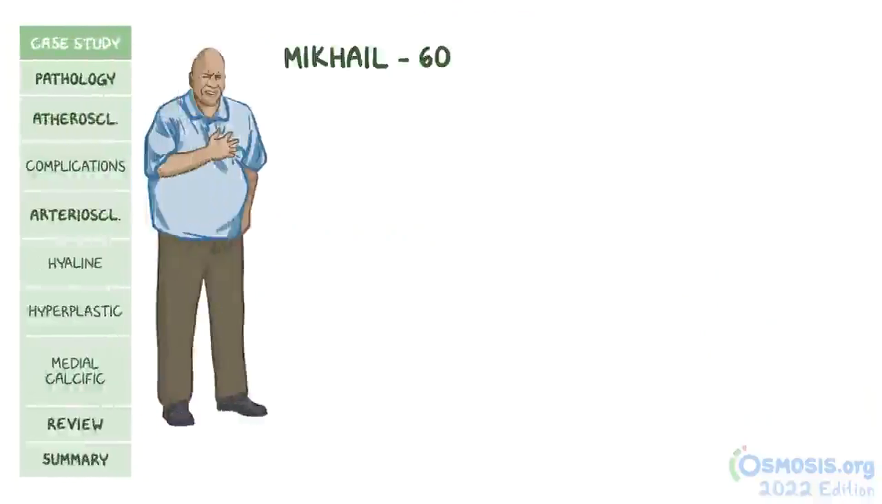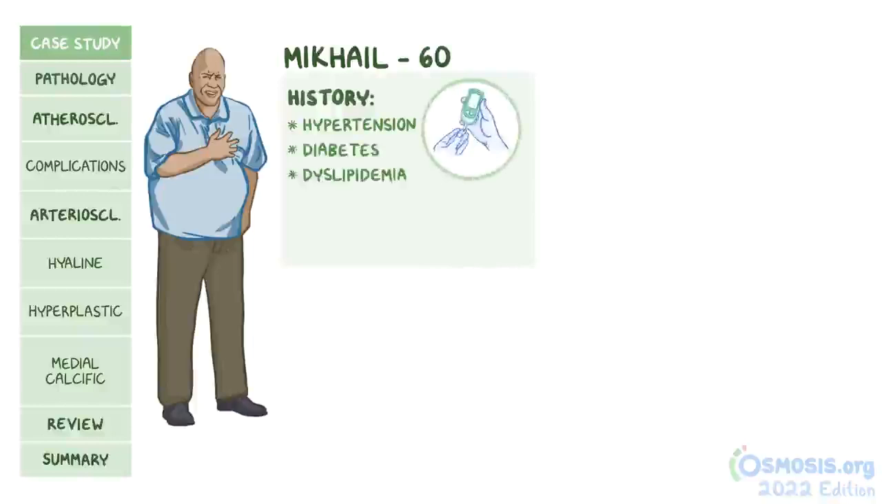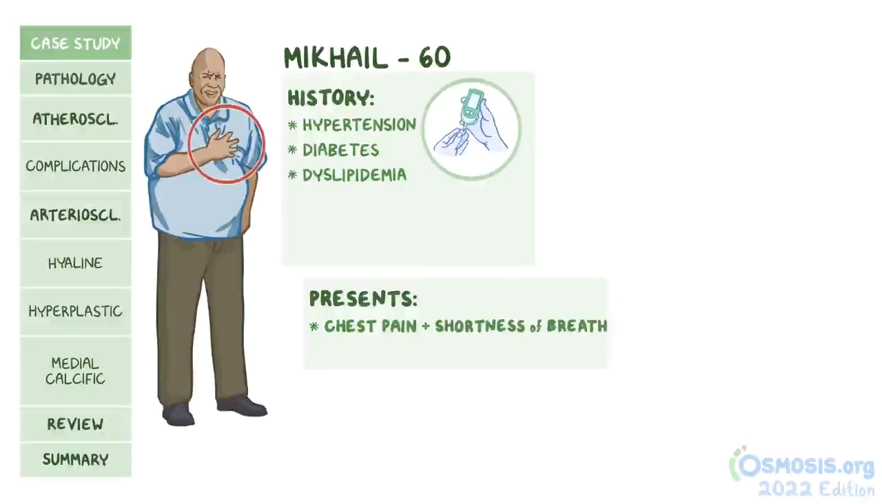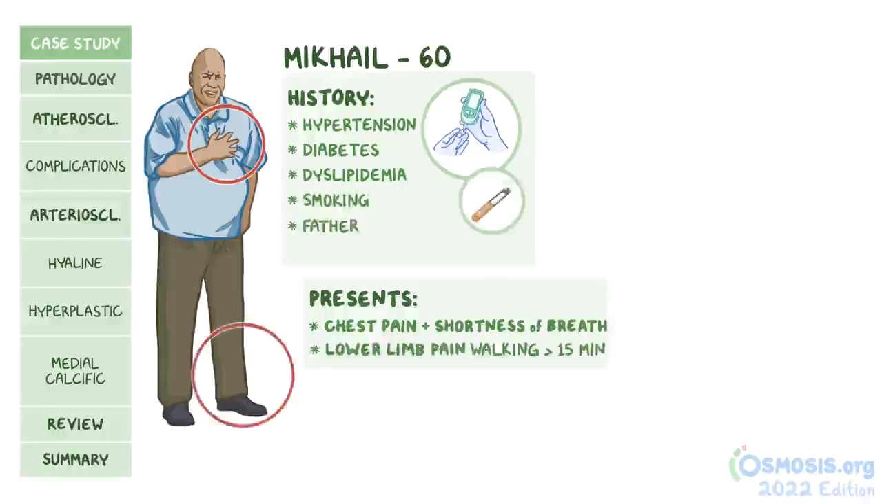Mikhail is a 60-year-old man with a history of hypertension, diabetes, and dyslipidemia who presents to your clinic complaining of sudden onset retrosternal chest pain associated with shortness of breath. He has a 35-pack a year smoking history, and he mentions that he also develops lower limb pain when walking for more than 15 minutes. His father underwent a below-the-knee amputation of his right lower extremity and died from a stroke.